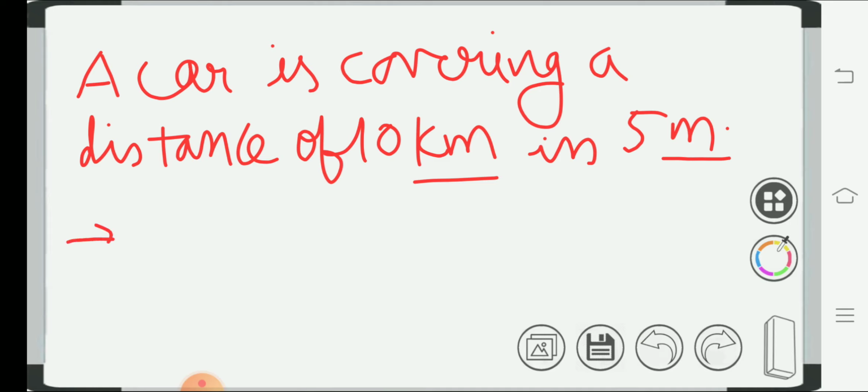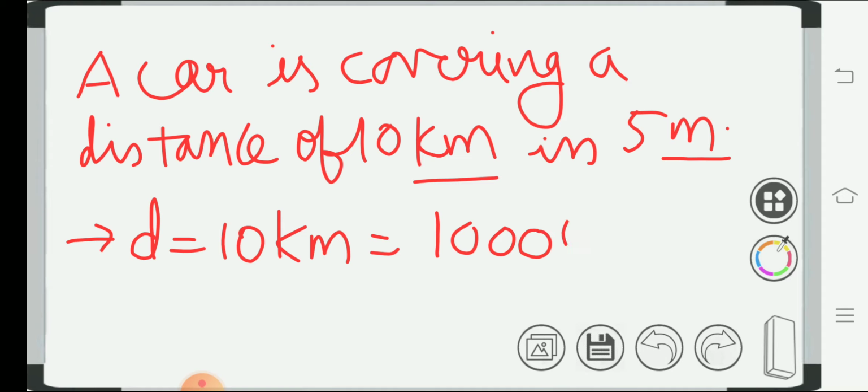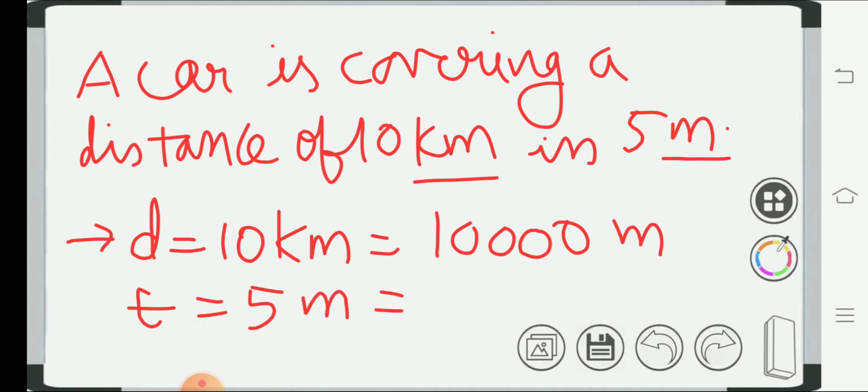First I'll write what is given. Distance is given as 10 kilometer, and 10 kilometer is not a standard unit. If the time was in hours, you could have taken kilometer per hour. But the time is given in minutes, so you have to convert both into SI units. So this is 10,000 meter, and 5 minutes time will be equal to 5 into 60. 1 minute consists of 60 seconds. 5 into 60, that means 300 seconds.